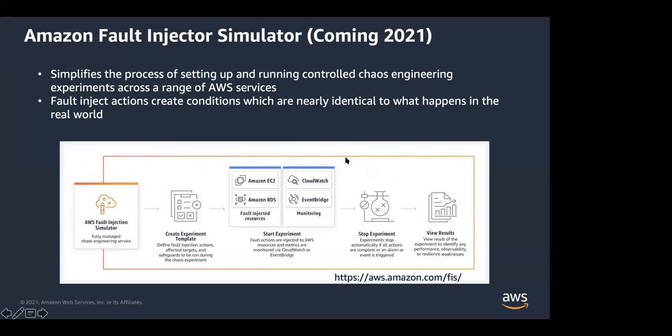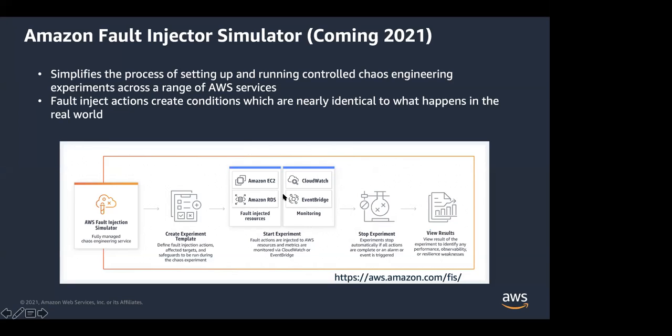So AWS is also looking into a service that we've announced, but it's not available yet, called Amazon Fault Injector. So it will hopefully be released in the near future, but it is a tool that helps you set up these experiments. And right now, the initial scope would be EC2 and RDS and stuff.